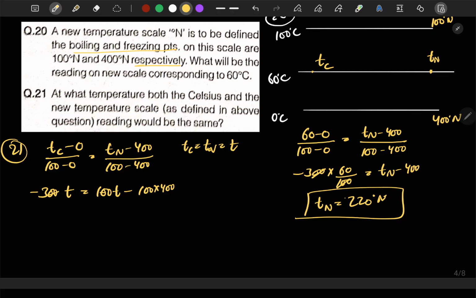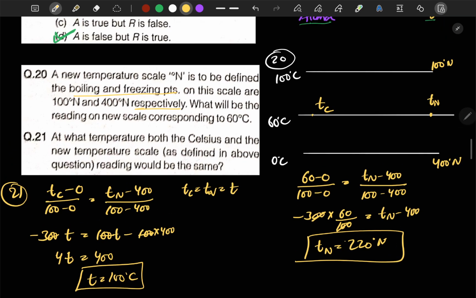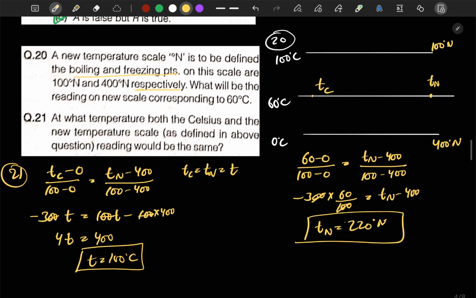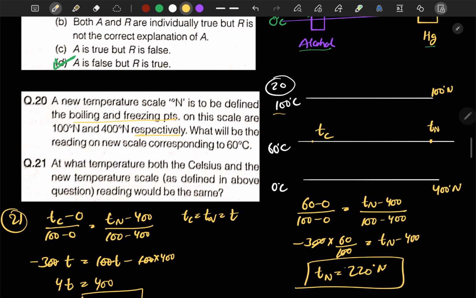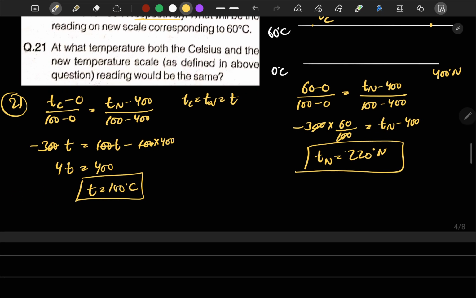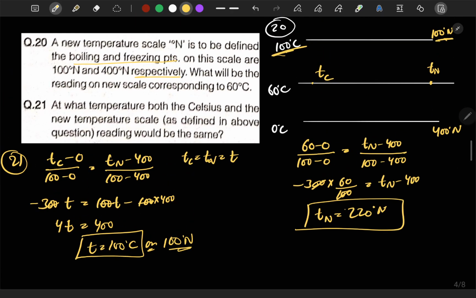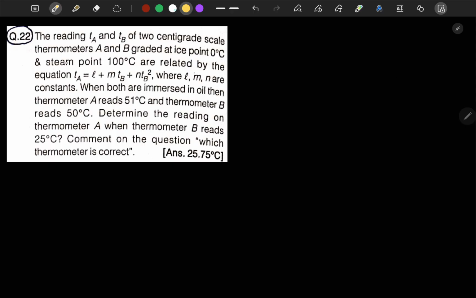Okay, so we can solve it like this, and we can get 4T is equal to 400, T is equal to 100 degrees Celsius. So we can also see here 100 degrees Celsius and 100 degrees N are both equal. So T is equal to 100 degrees Celsius or 100 degrees N.